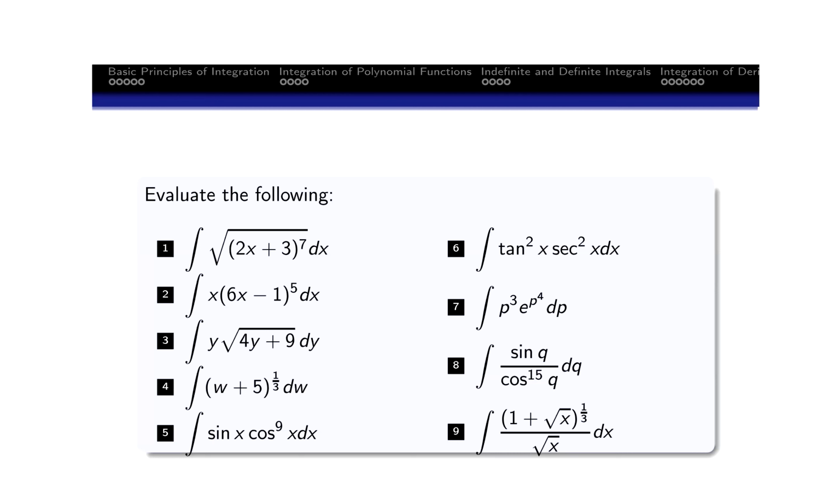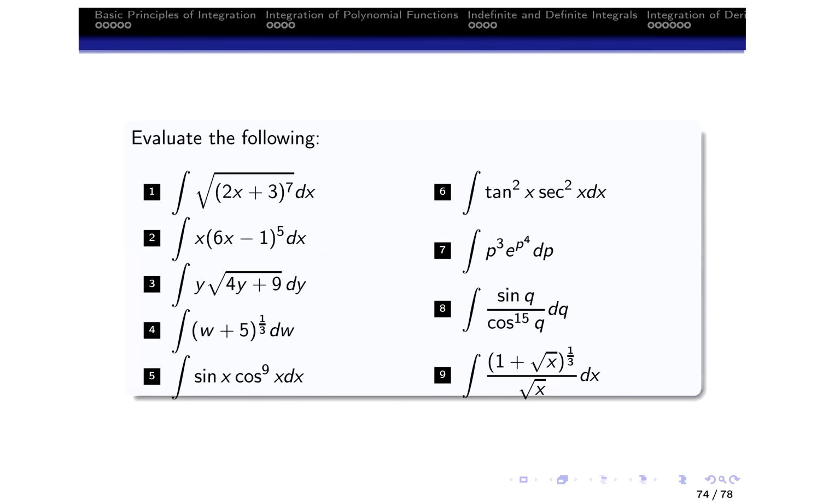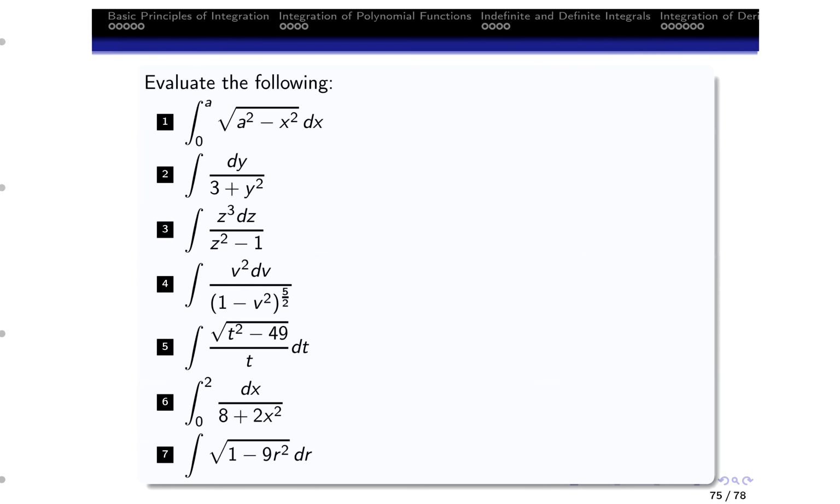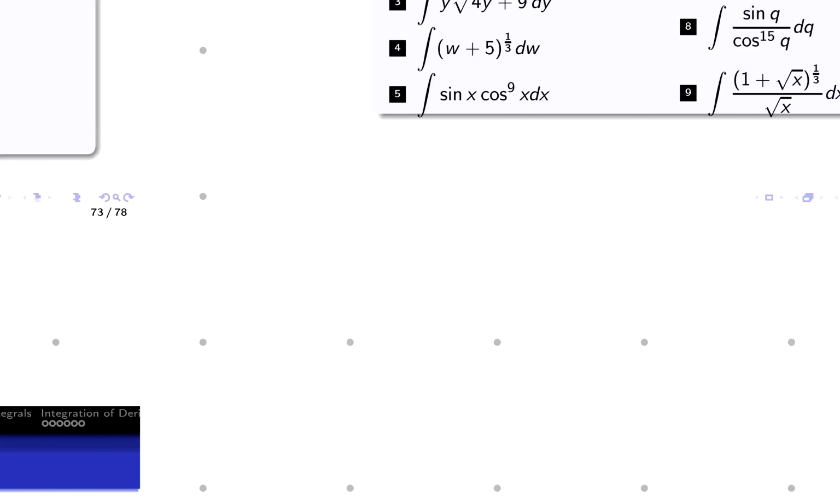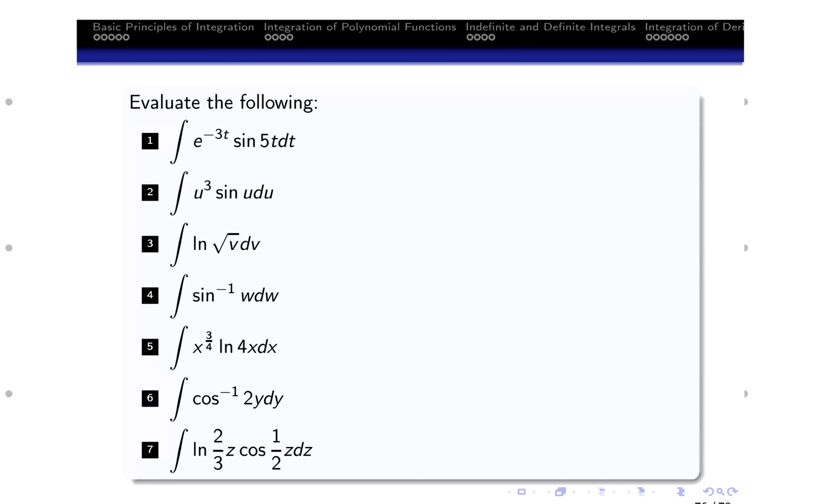Then you also have this. Absolutely, here you're going to need trigonometric substitution to solve all these ones. And then I think we have a few more slides to go. So here, what do you need? Evaluate the following. This looks like integration by parts. Yes, that's what you need for this: integration by parts.